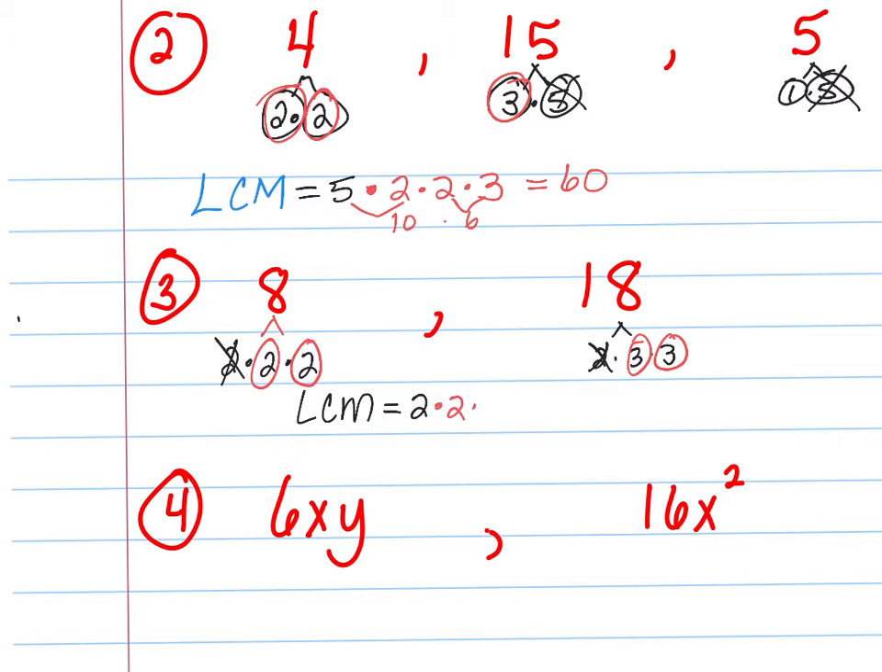Times 2, times 2, times 3, times 3. And what do you get when you multiply them all back together again? Jack? 72. How many of you got 72? And ask yourself, does 8 go into 72? That multiple would be 8 times 9. Does 18 go into 72? That's 18 times 4.